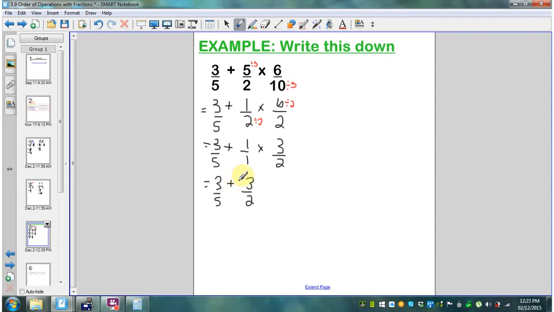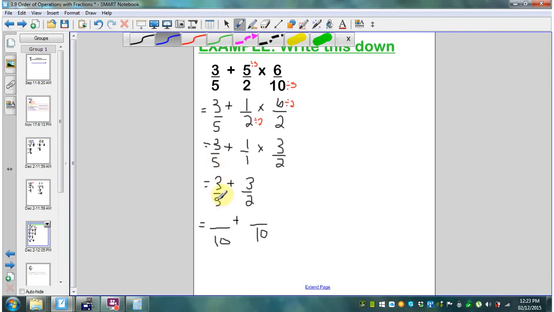What is the rule with addition? Addition, you should immediately think of common denominators. So, we have to make a common denominator here. A common multiple of 5 and 2 is 10. Carry down our plus, and 10.